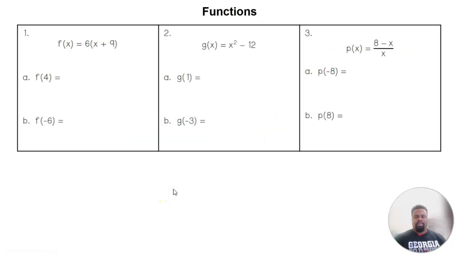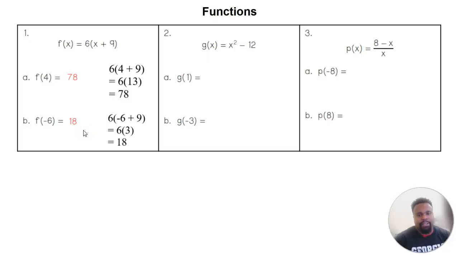Let's go ahead and complete these. This is our function. So we're going to substitute 4 into our function. So we're going to have 6 times 4 plus 9. 4 plus 9 is 13. 6 times 13, 78. Do the same thing for part B, but we're going to substitute x for negative 6. So we're going to do 6 times negative 6 plus 9. Negative 6 plus 9 is 3. And then 6 times 3 is 18. So 18 will be our answer.